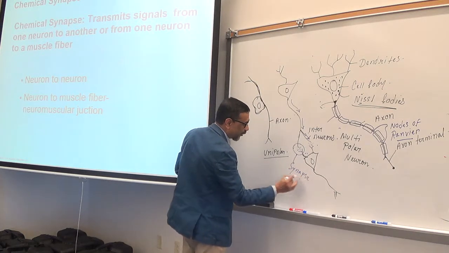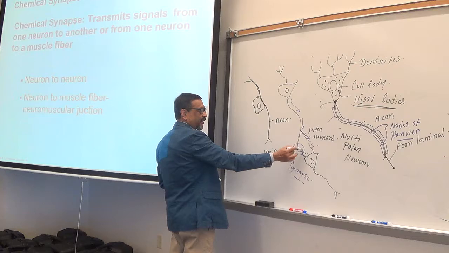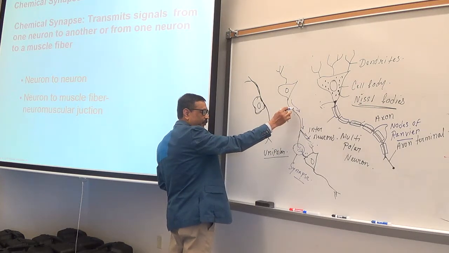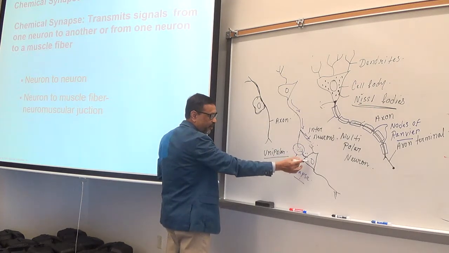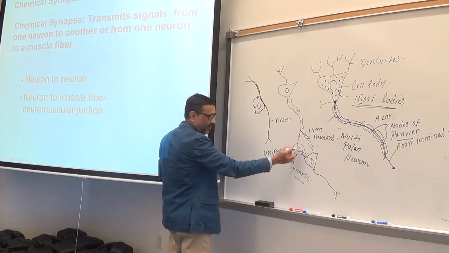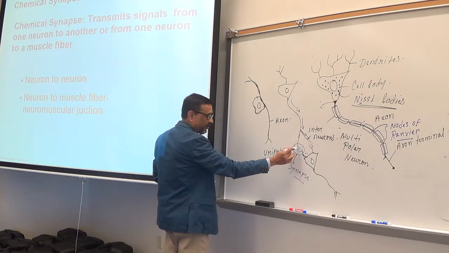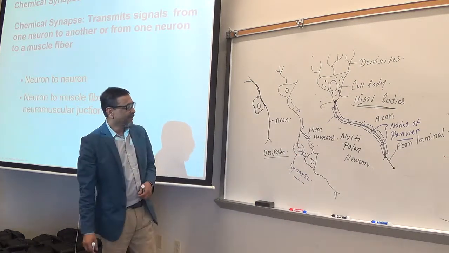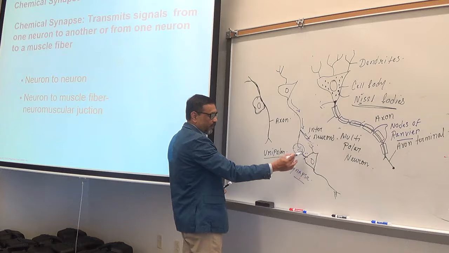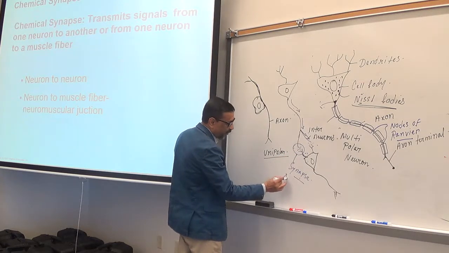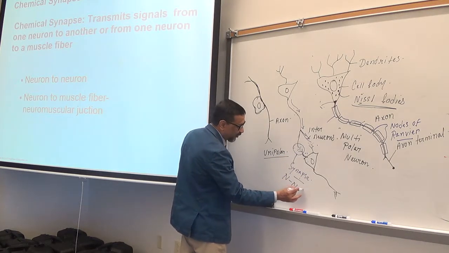So this is the location where the previous neuron talks to the next neuron, gives signal to the next neuron by releasing neurotransmitter. Okay? So this is a neuron to neuron synapse.